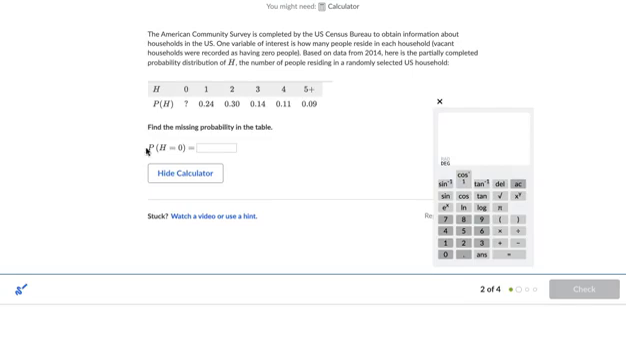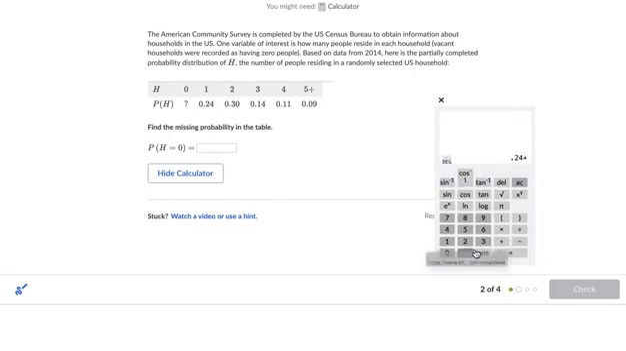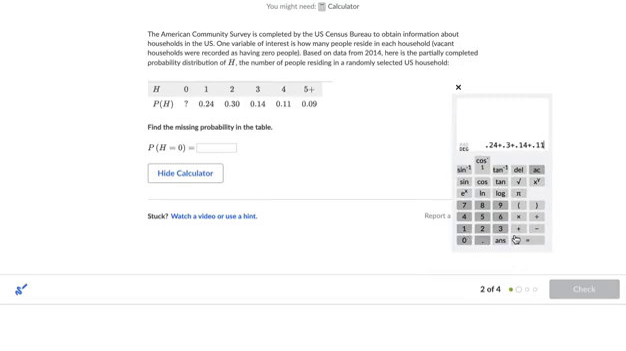So we need to find the probability that H equals 0. We know in a probability distribution that the probabilities must add up to 1. So we can add up the probabilities that we do know and subtract that sum from 1, and that will tell us what's left for the last probability in this distribution. So these 5 probabilities have a sum of 0.88. So when we subtract that from 1, we get a probability that H equals 0 of 0.12.